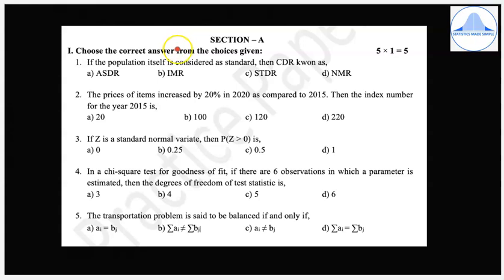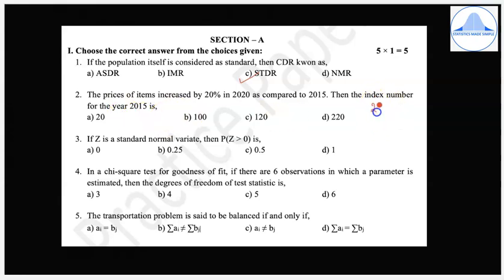Section A, the first main, choose the correct answer from the choices given. 5 into 1 is equal to 5. The first question, if the population itself is considered as standard, then CDR is known as the STDR. Second, the prices of items increased by 20% in 2020 as compared to 2015. Then the index number for the year 2015 is.